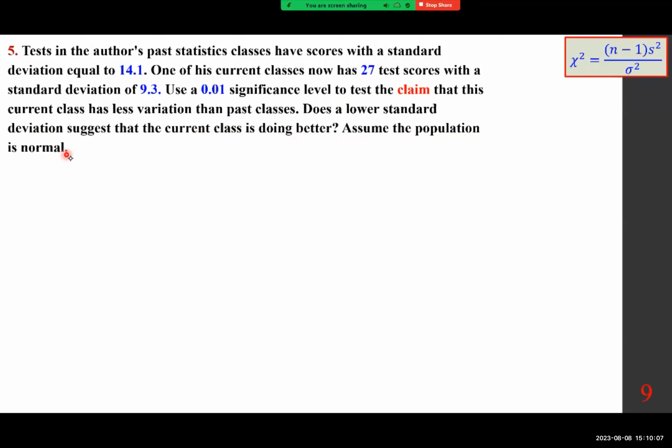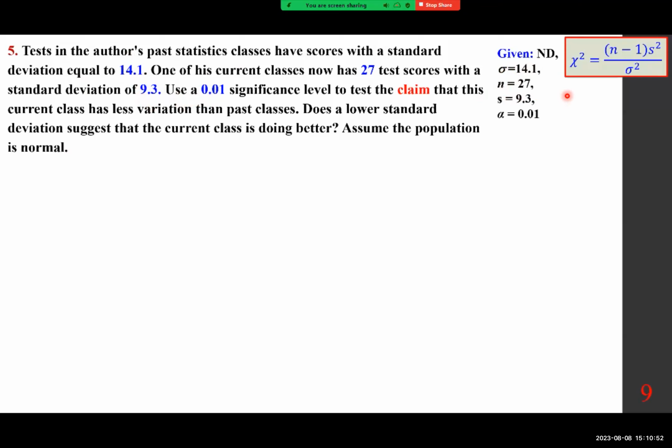Excellent. So again, what is given? Obviously, we have a normal distribution. Tests in the author's past statistics classes have a standard deviation of 14.1. It doesn't pertain to any specific sample size, so this makes it sigma. The current one has n equal to 27, s equals 9.3, and alpha is 0.01. So we have the standard deviation for the population and the standard deviation for the sample, and that's why you have to write them symbolically. You need to understand the difference between sigma and s.